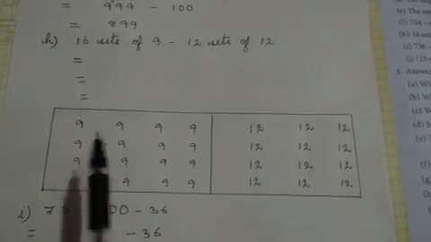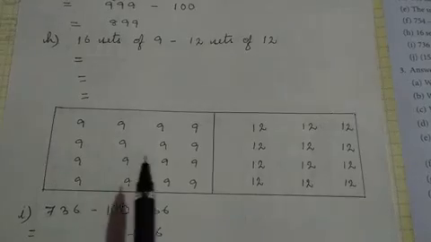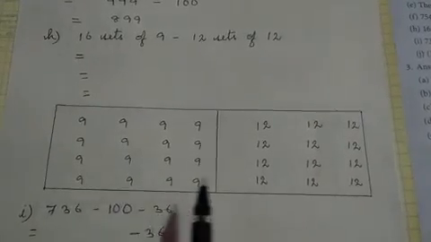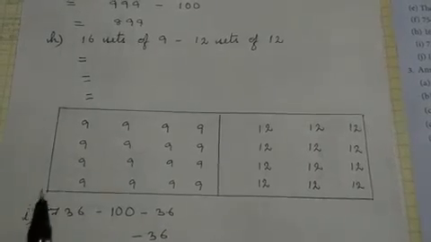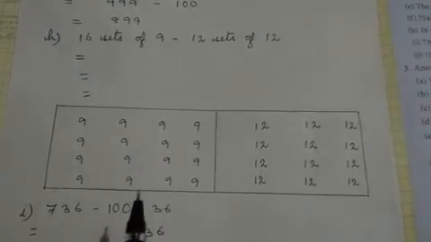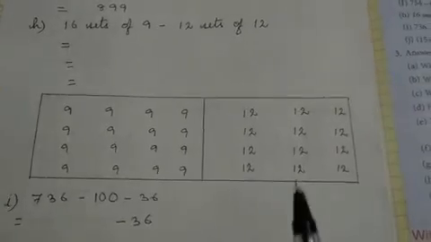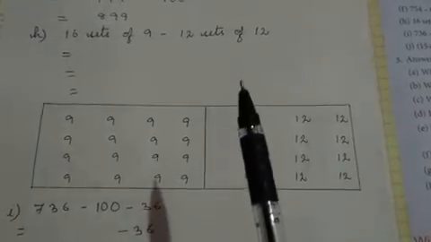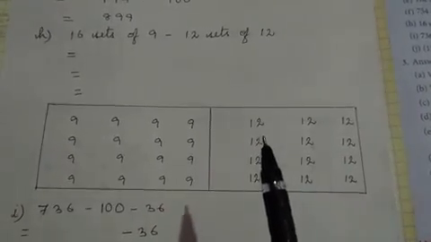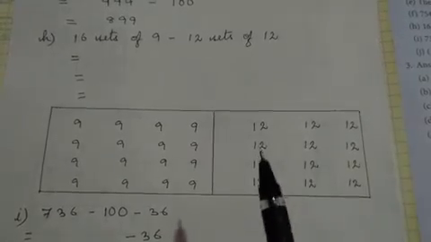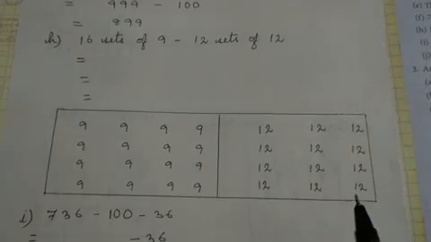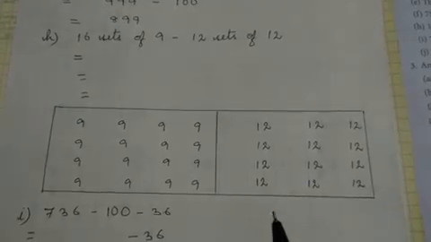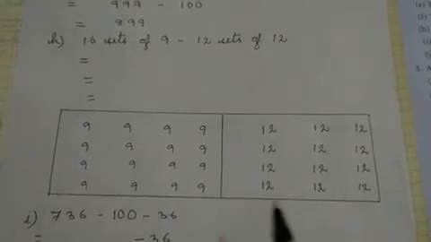You can count with me: 1, 2, 3, 4, 5, 6, 7, 8, 9, 10, 11, 12, 13, 14, 15, 16. So whatever the question is, this means 16 sets of 9. And here 12 sets of 12. So you can see 1, 2, 3, 4, 5, 6, 7, 8, 9, 10, 11, 12. These are 12 sets of 12. The 12 has been given 12 times.